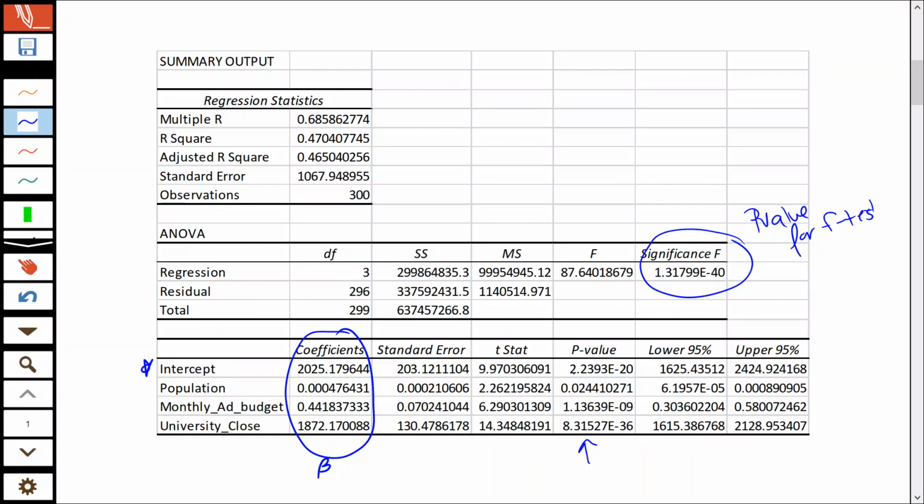The Anova table, we've looked at the calculations that happen there, but when you're getting your bearings here, it might be nice to recognize that under the degrees of freedom for regression, it says 3, and that's because we have 3 variables going on in this problem, right? We had population, monthly ad budget, and whether or not there's a university that's close, and so that's where this 3 came from. It goes with the fact that there are those 3 below, okay?